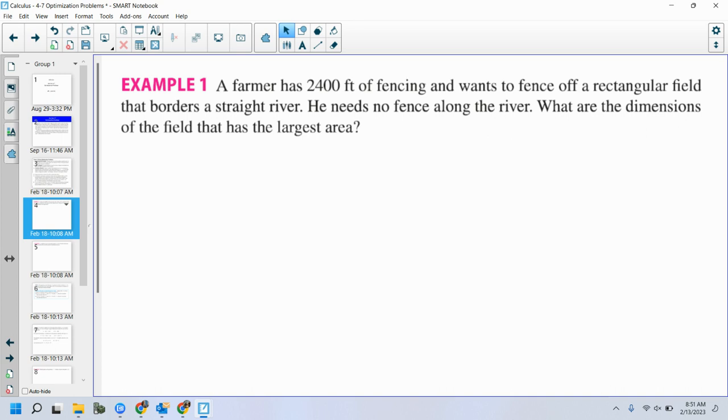Example 1. A farmer has 2,400 feet of fencing and wants to fence off a rectangular field that borders a river. We're going to assume that that river is straight, doesn't bend. He needs no fence along that river. What are the dimensions of the field that has the largest area?